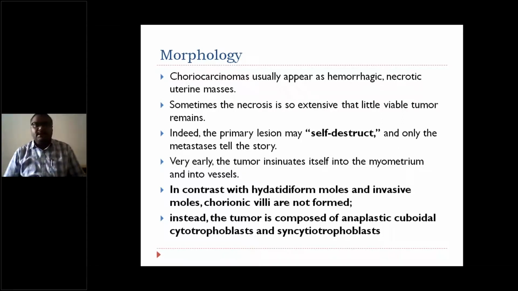In contrast with hydatidiform moles and invasive moles, chorionic villi are not formed. Instead, the tumor is composed of anaplastic cuboidal cytotrophoblast and syncytial trophoblast. This is the difference. In hydatidiform mole, you'll see villi, whereas in choriocarcinoma, you won't find any villi. You will only see the anaplastic cuboidal cytotrophoblast and syncytial trophoblast.